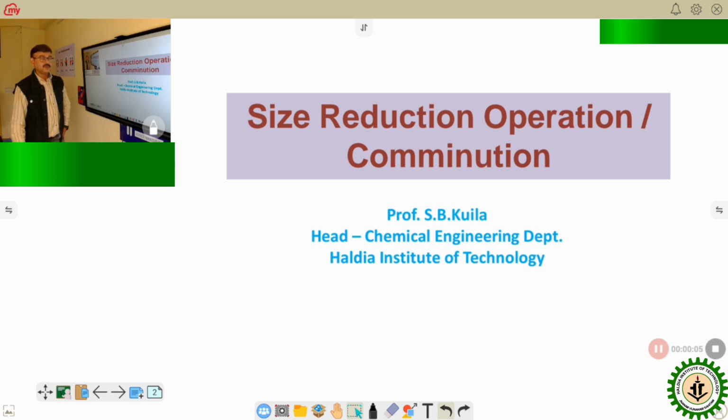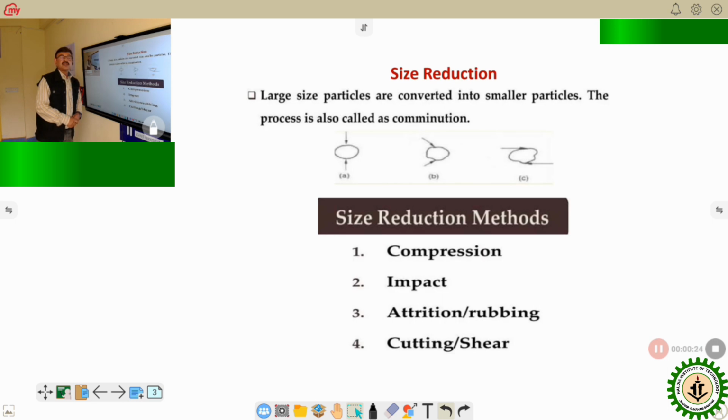Okay, so good morning. Today's topic is size reduction operation, or comminution. This is the most important operation in mechanical operations for chemical engineering. Size reduction means size reduction of the solid material. Particle size plays a vital role in every process in the chemical process industry.